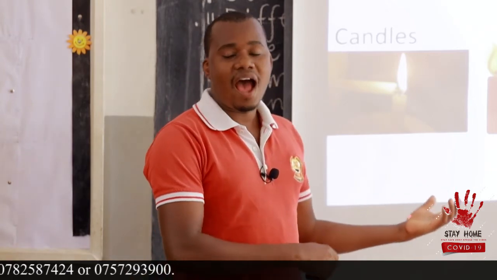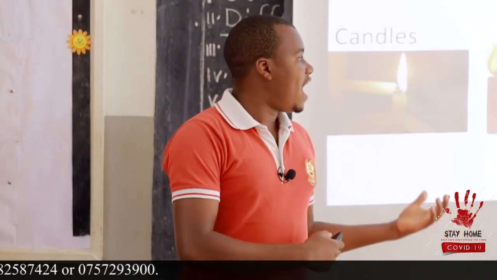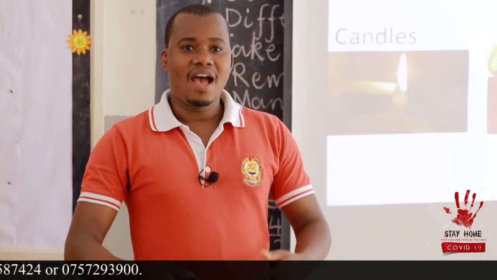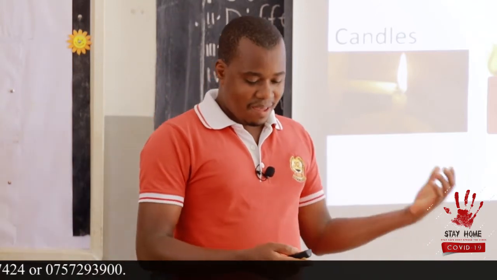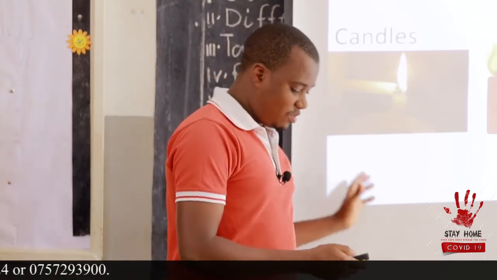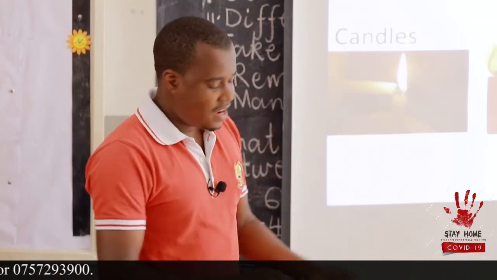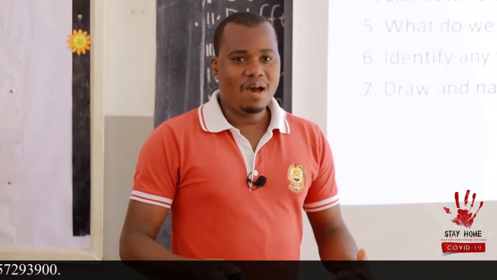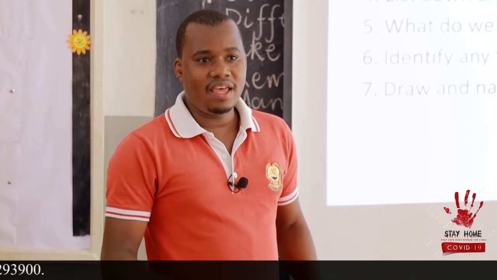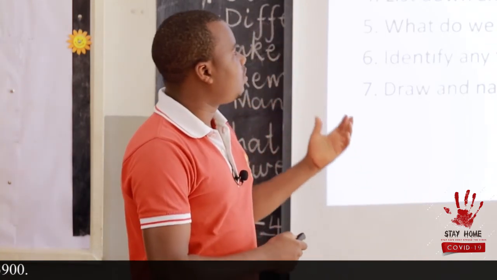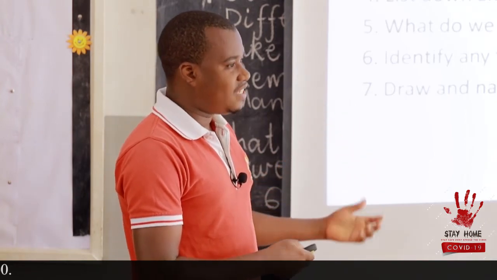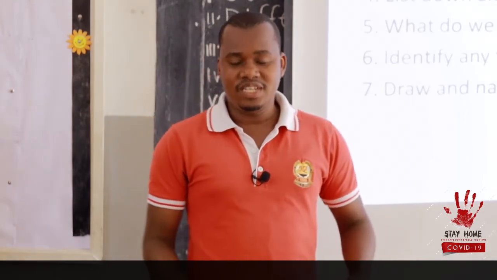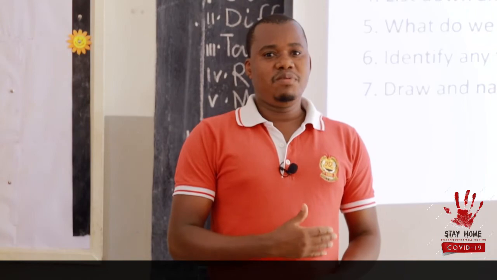And why is a candle called an artificial source of light? A candle is made by man. That is why it is called an artificial source of light. We move on, my dear children. Our lesson has ended for today. And so we are just going to sit down, concentrate, and write this activity. When I come back, we shall begin from there.